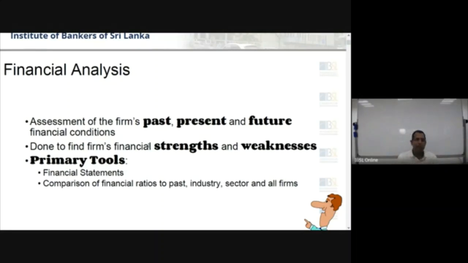So assessment of the past, present, and future financial condition is financial analysis. This is to find out the weaknesses and strengths. Then when we have opportunities, we can capitalize on that. So the primary tool is the financial statement and comparison ratios. We are going to discuss in detail 10 ratios, a little bit more than 10 ratios, today and next week. I'm trying to finish it today, but if I can't finish it, it will follow to next week as well.